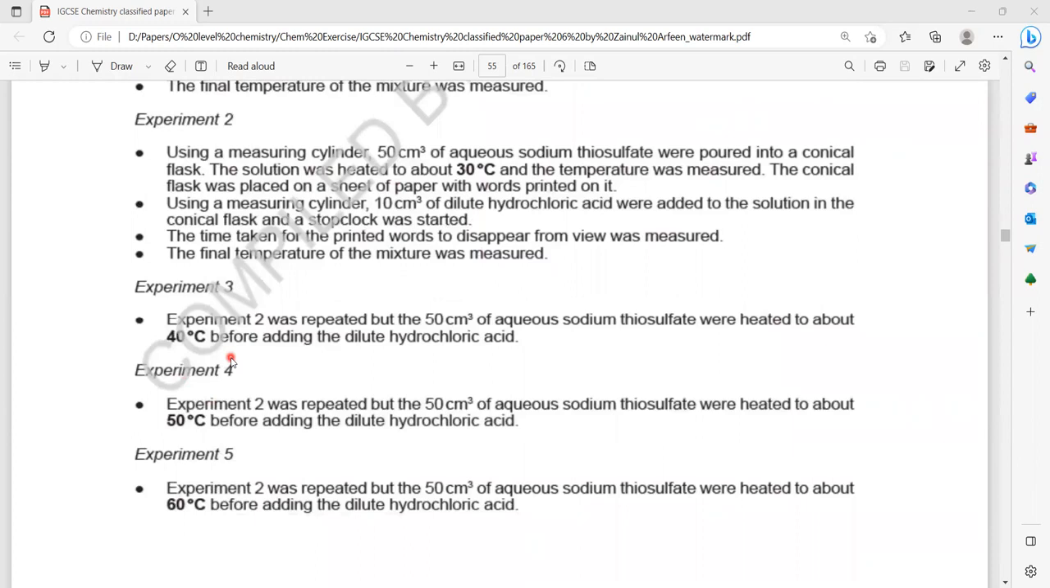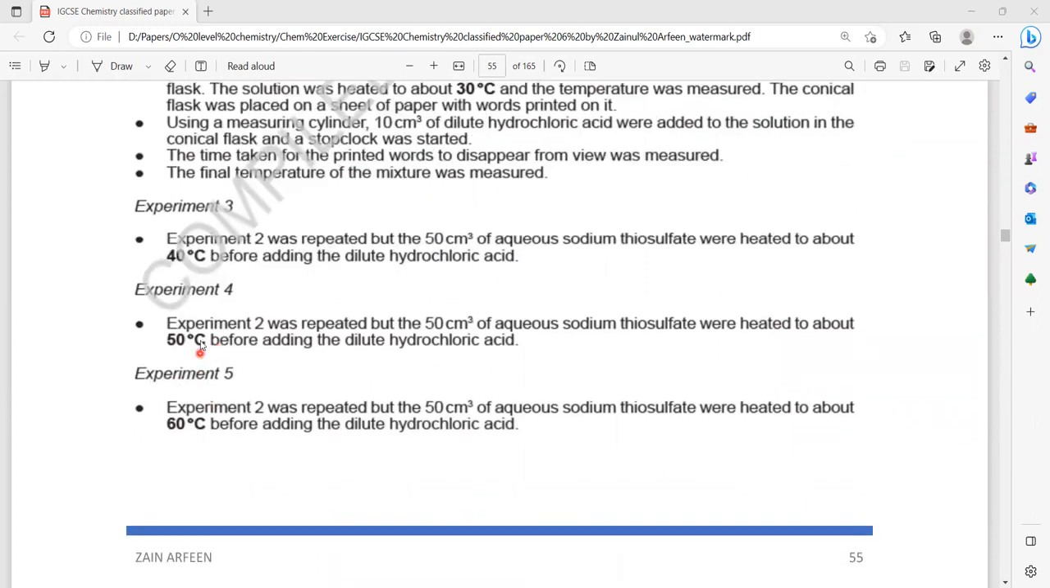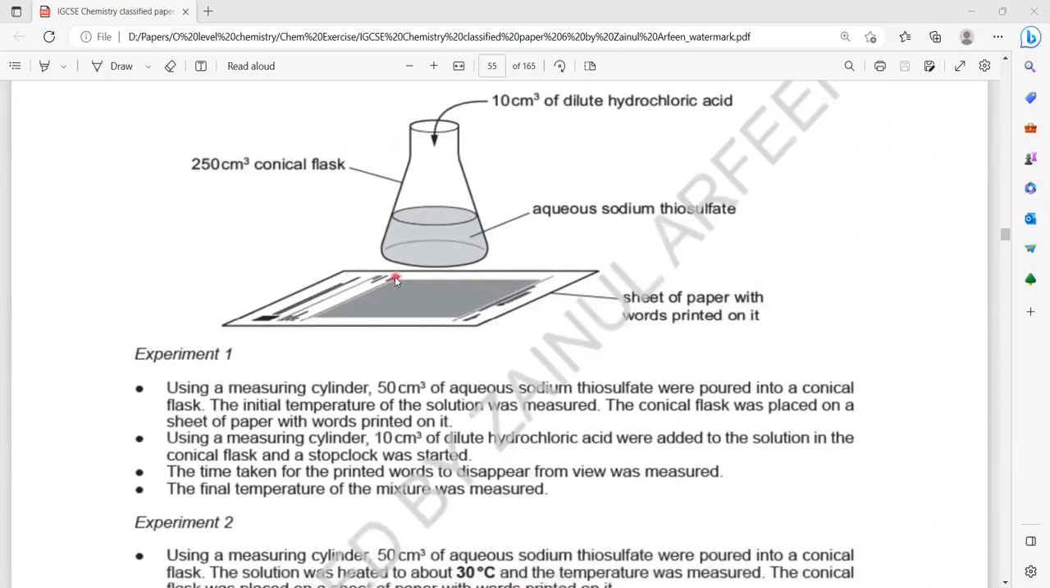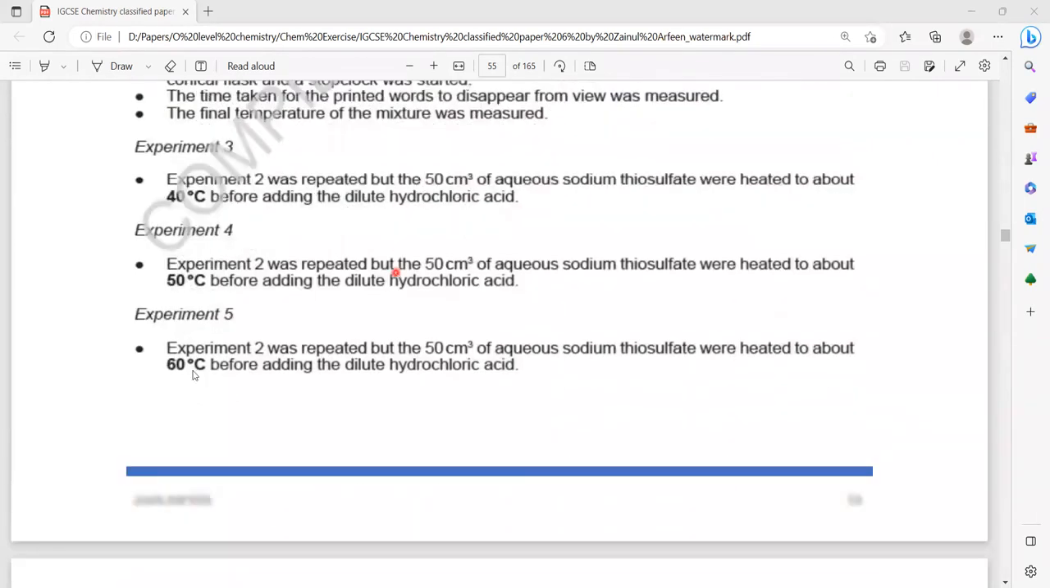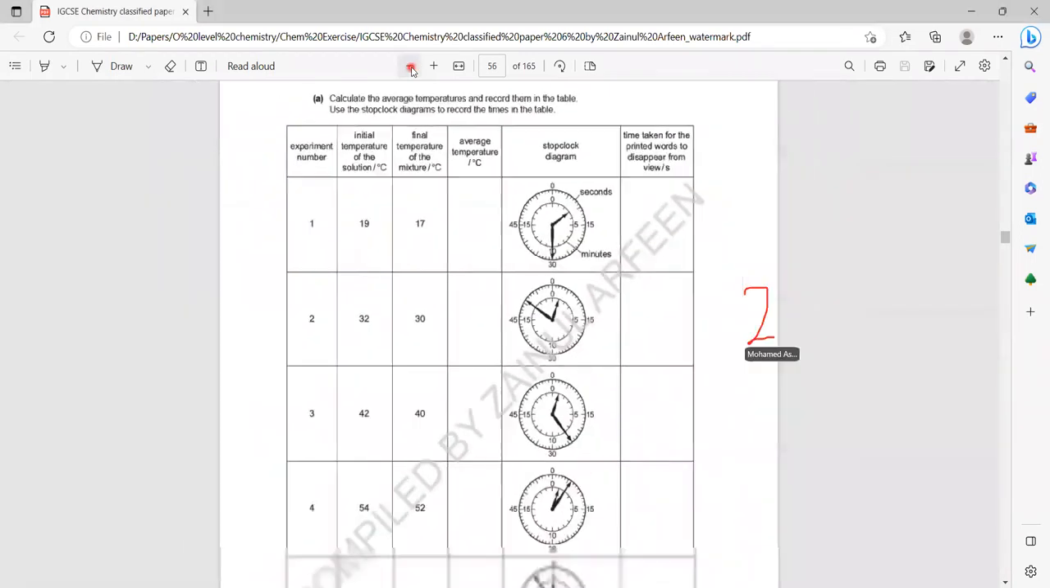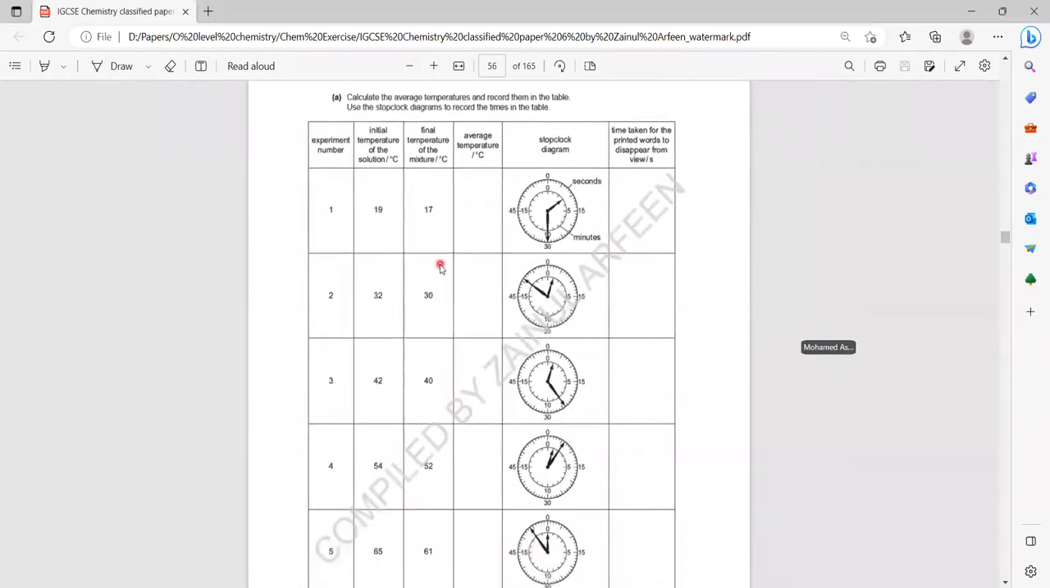Then in experiment 3, we heated to about 40 degrees. So we did not change the amount of the reagents, we just changed the temperature. And calculate the average temperature and record them in the table. So this is a table.